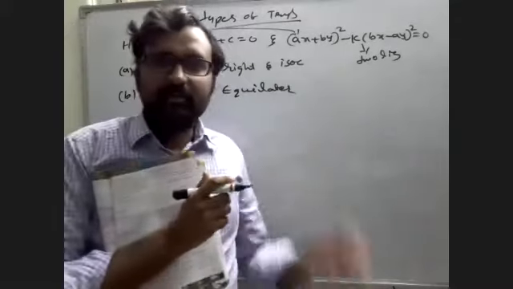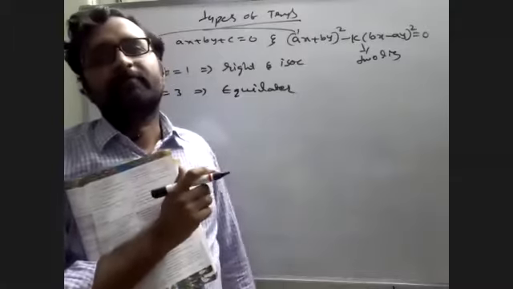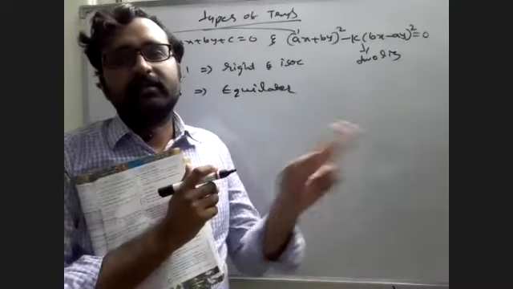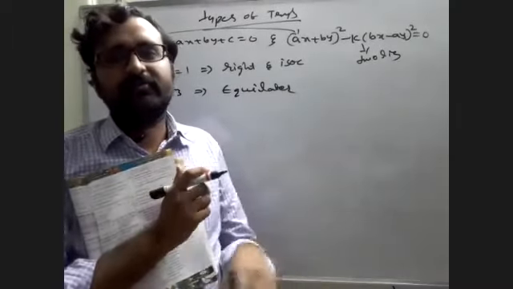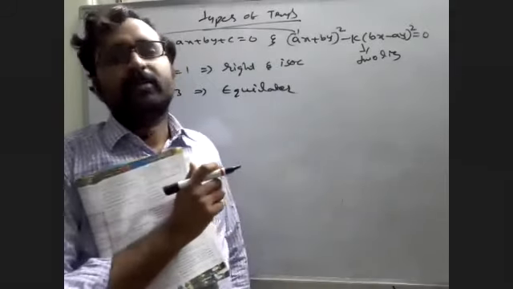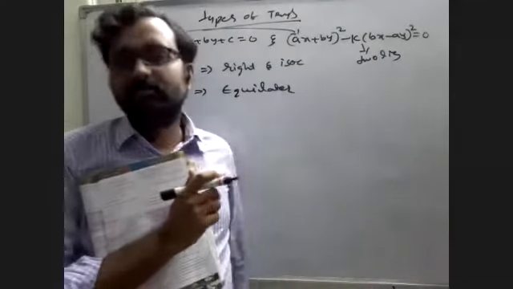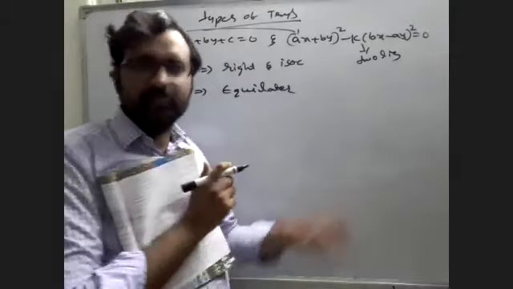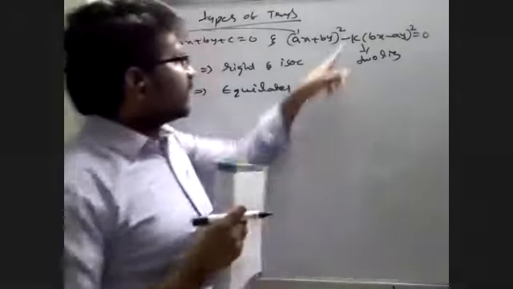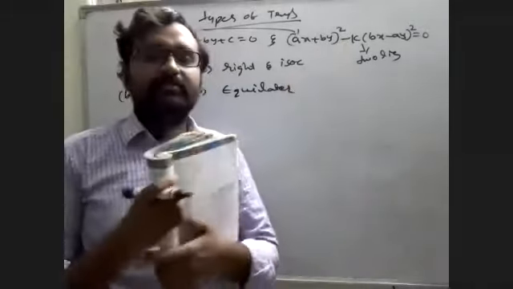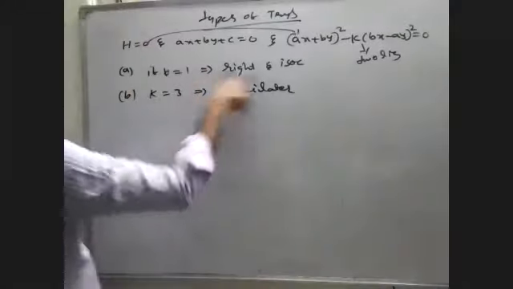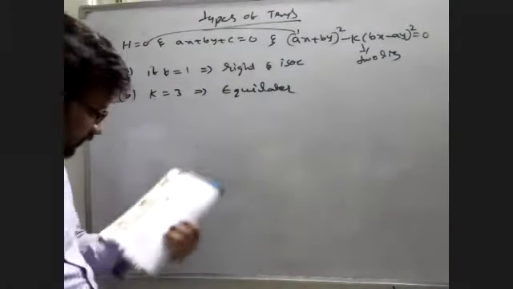If you get two angles the same, like 30, 30, or 40, 40, or 50, 50, not 60, 60. Why? Because if two are 60, 60, then the third one is also 60, that is equilateral. That is clearly an isosceles triangle. So, depending on this k value, you will get that. If k equal to 1, right angle isosceles. If k equal to 3, equilateral triangle.